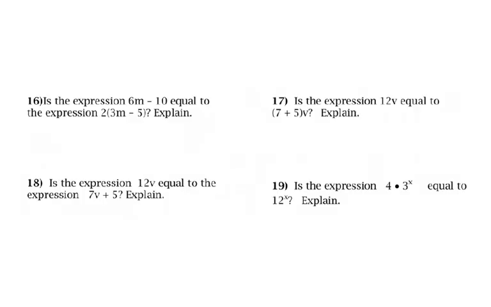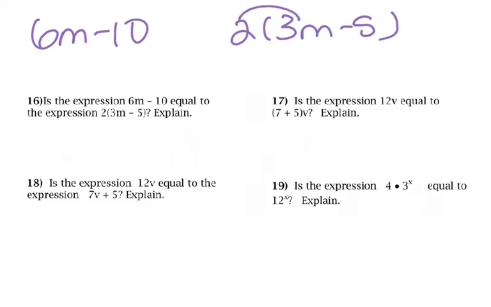Okay, the last part of this lesson, we're going to do some comparisons. And so number 16, it says, is the expression 6m minus 10 the same thing as 2 times 3m minus 5? So the way that we tell that is we just make sure both of these are simplified. So 6m minus 10, there's nothing I can do with that. There's not like terms or anything. Now the 2 times 3m minus 5, I can distribute. So I'm going to have 2 times 3m, so 2 times 3 is 6 times the m, and 2 times negative 5 is negative 10. So this is the same as that one, so it's going to be yes.